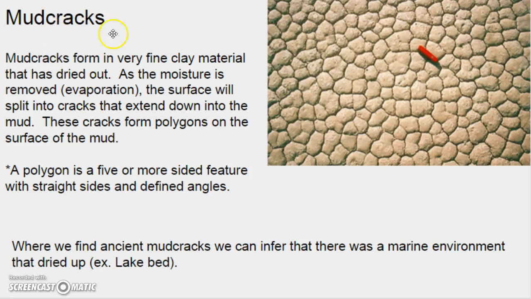And we'll end on mud cracks. Mud cracks form in very fine clay material that is dried out. As the moisture is removed, generally by evaporation, the surface will split into cracks that extend down into the mud. These cracks form polygons on the surface of the mud. A polygon is a 5 or more sided feature with straight sides and defined angles.